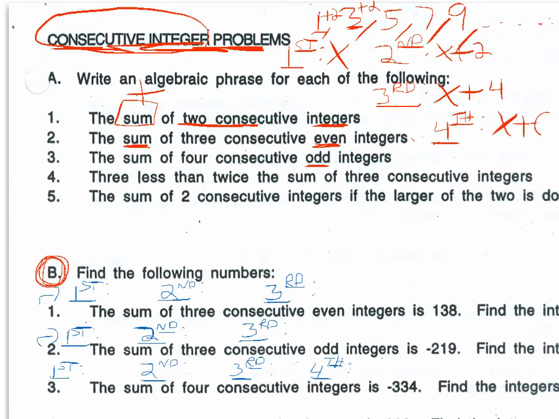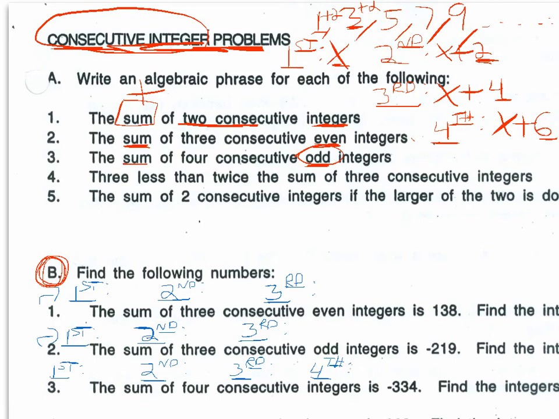Now, a common mistake is that if students see odd, they make this a 1, a 3, and a 5. This can't be 1, because then it's just 1 more than this x. It's got to be 2 more. So if it says consecutive even or consecutive odd, it's always the same setup: x, then x plus 2, then x plus 4, then x plus 6.